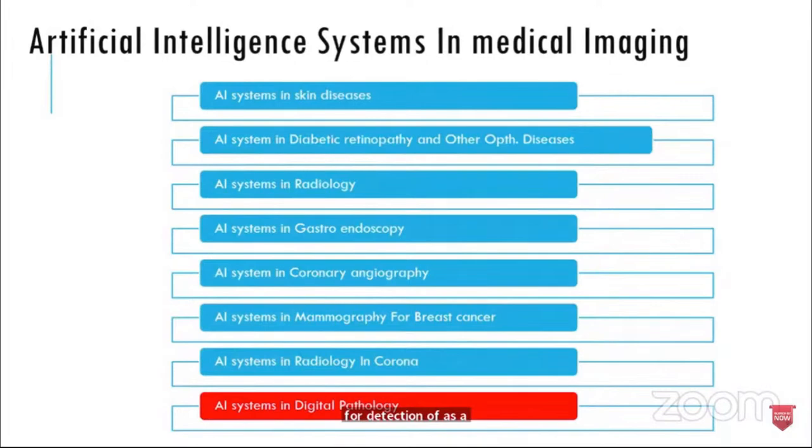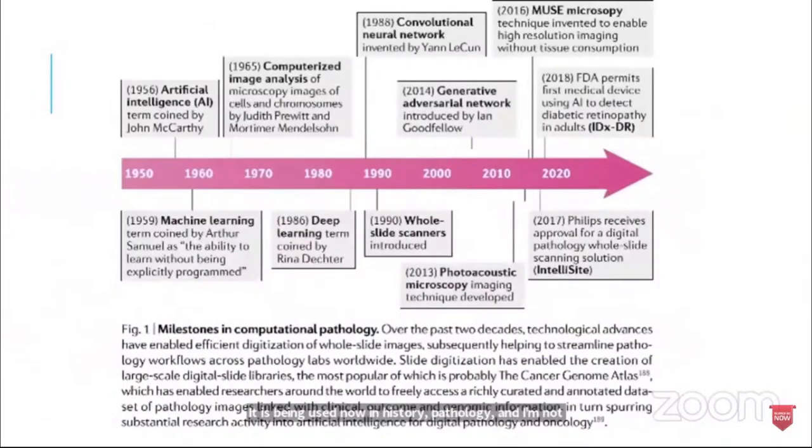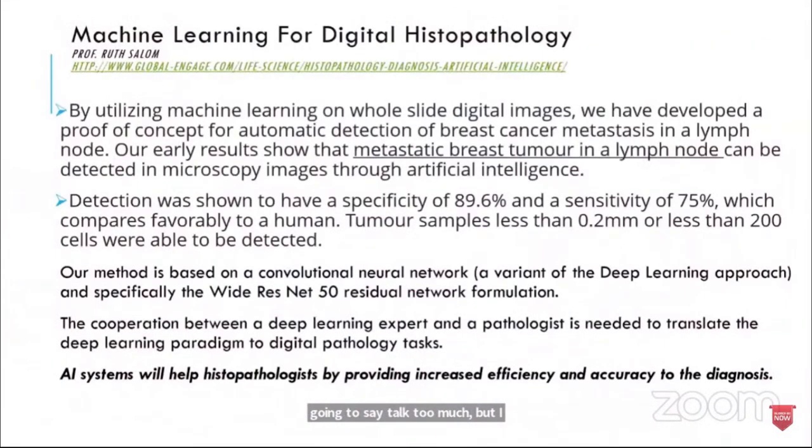It is being used now in histopathology, and I'm not going to talk much, but what is important in histopathology is that we are trying to develop machine learning techniques, and instead of detection, we train the cell-wise to find out what is happening. It has been seen that in metastatic breast tumor lymph nodes, digital histopathology is far better.